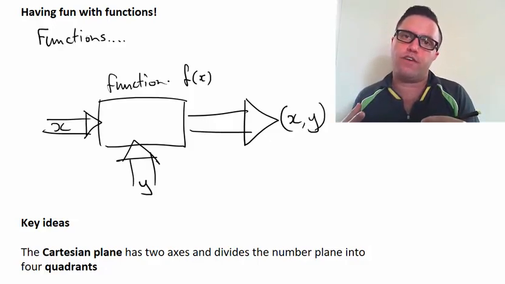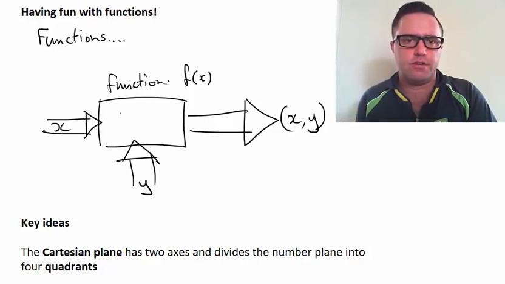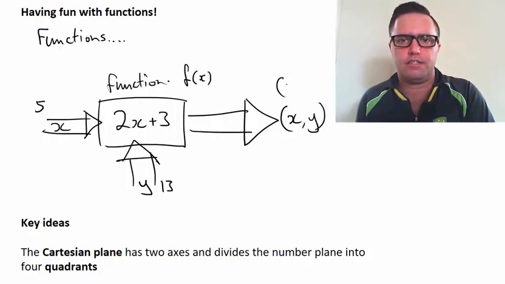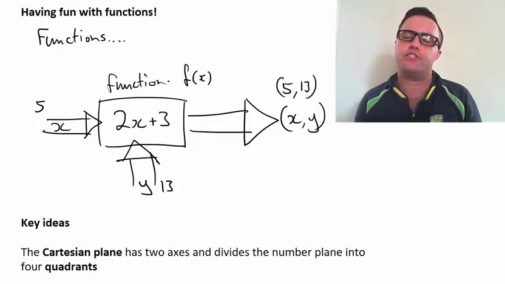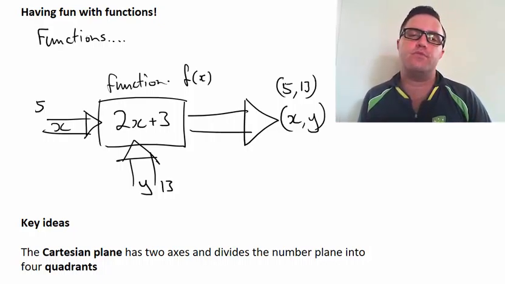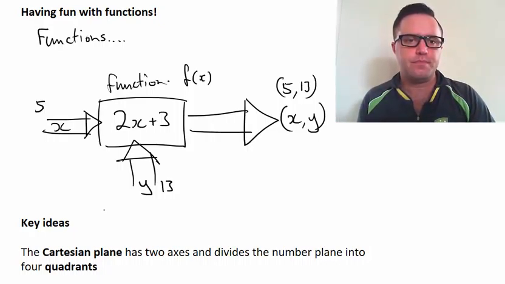So combine some x and y values together. Okay, and so this function might be 2x plus 3, and so if a 5 comes in, 2 times 5 is 10, plus 3 is 13, and so that pairs up as 5, 13. Okay, so that's what our functions are. We're going to be starting to look at linear functions, but by the end of this unit, we'll probably be looking at some non-linear functions as well.